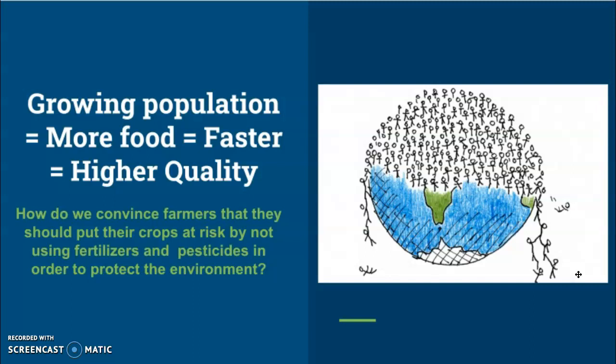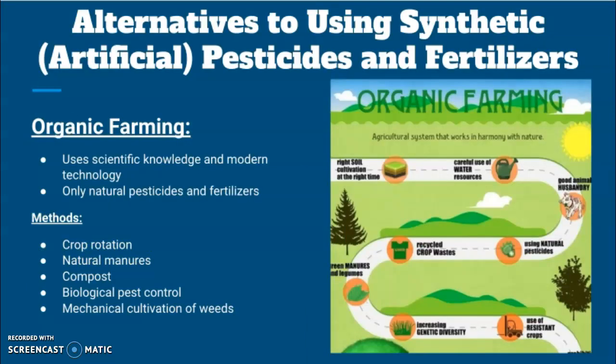So, going back to why are we using all this stuff? We basically have this huge growing population, so much so that we're falling off the earth. And we need more food, and we need to have it quick enough that we can get all of these people fed. So, can we do it without using artificial pesticides and fertilizers? And the answer is we can. It just costs more money. So organic farming is one of the solutions to this.